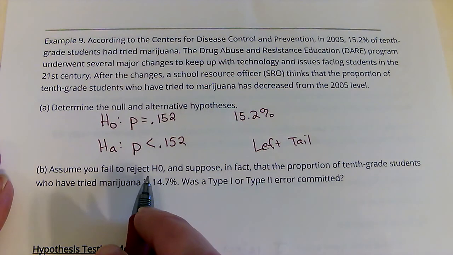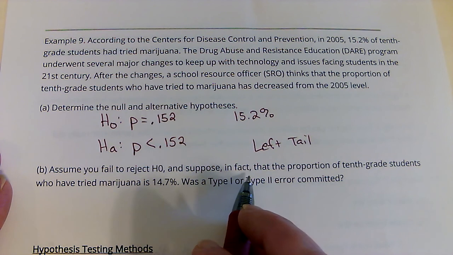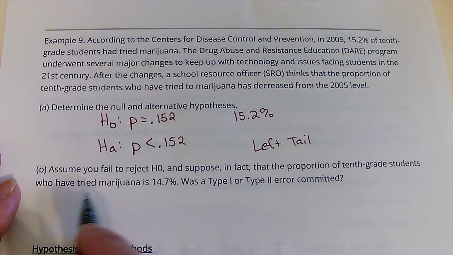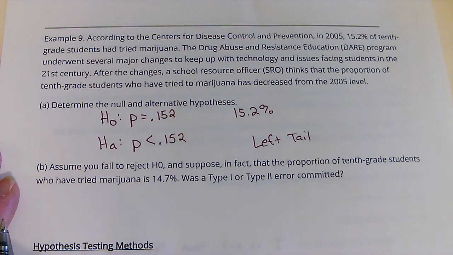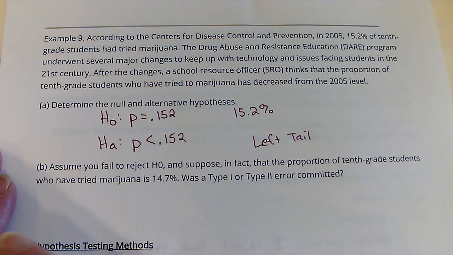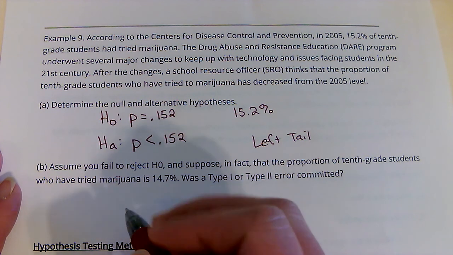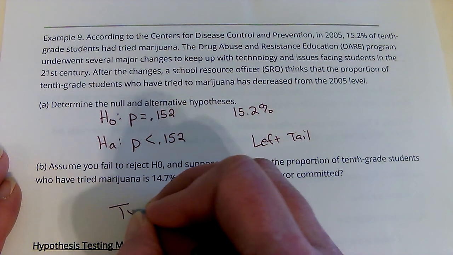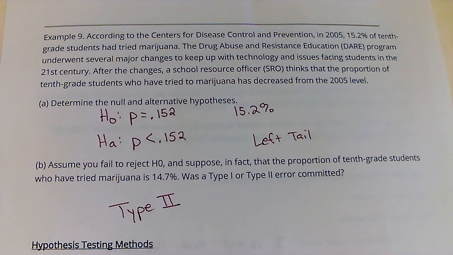If you fail to reject the null, and suppose in fact that the proportion who have tried marijuana is 14.7%, it's less. Is that a type 1 or type 2 error? If I fail to reject the null when it actually was lower, that is a type 2. In the next video, we'll be looking at the different testing methods. This is all still part of the same section.